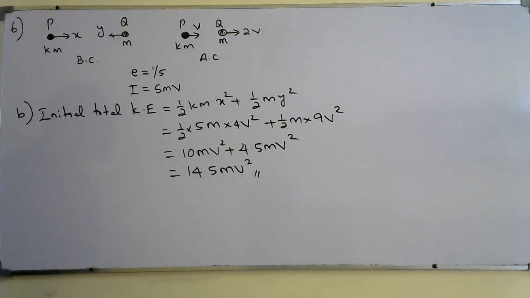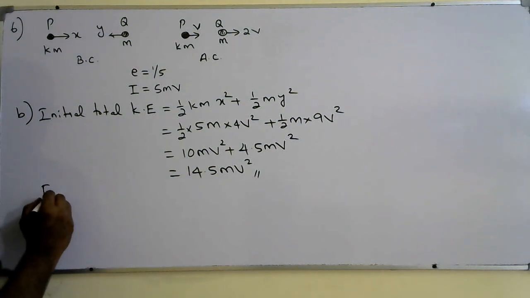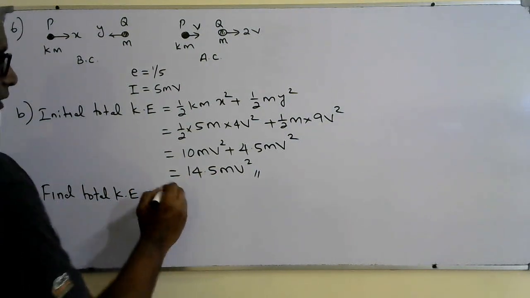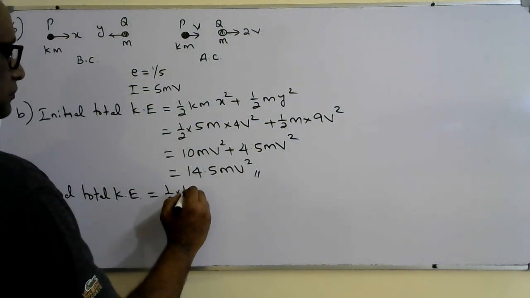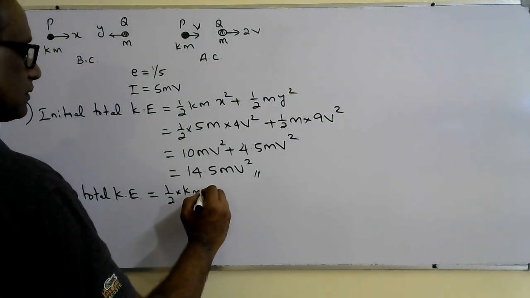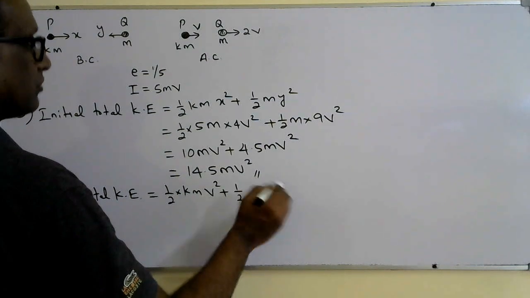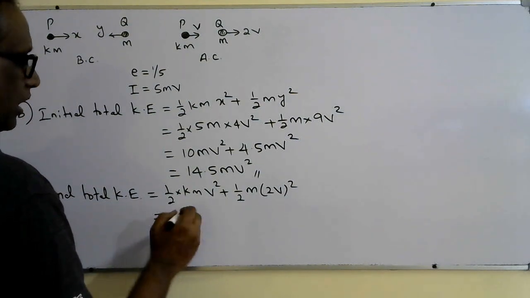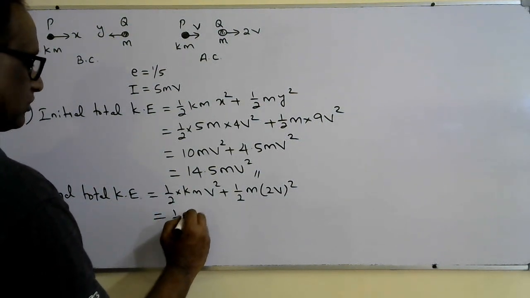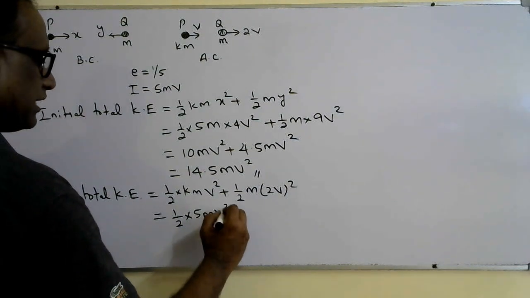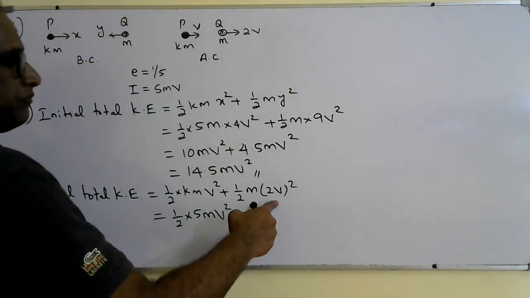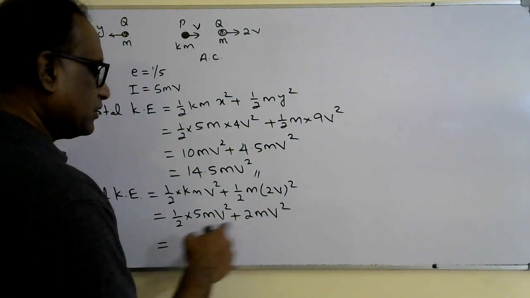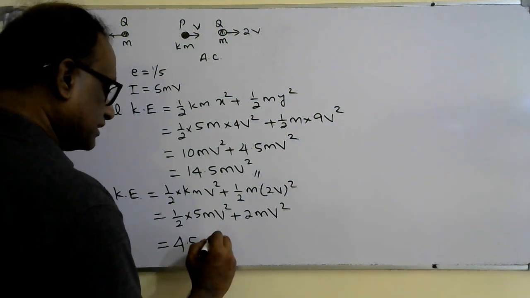Okay, so then the final total kinetic energy is half k m v squared plus half m (2v) squared. So that's going to be, k is 5, so half into 5m v squared plus 4m v squared by 2, 2m v squared. So it's going to be 2.5 plus 2, 4.5 m v squared.